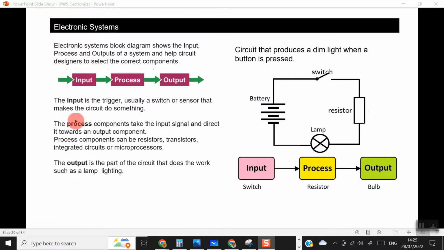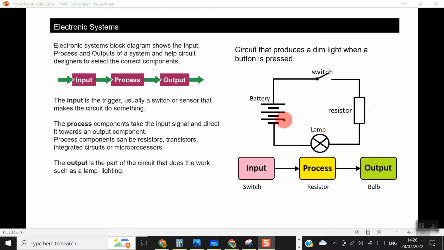Okay, so you have this input. What's going to happen is that input is going to be processed in some way. So the process components take the input signal and direct it towards an output component. Process components can be resistors, transistors, integrated circuits, or microprocessors. Basically, the input here is going to be that you turn the switch on and off. The output is that the light bulb is going to light. And then everything in between is the process.